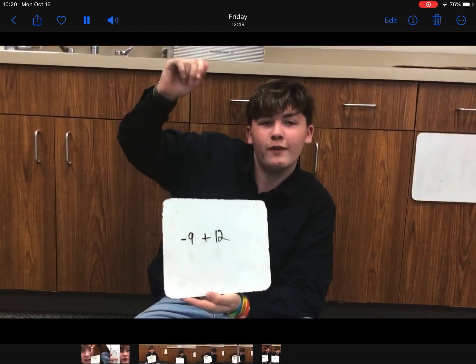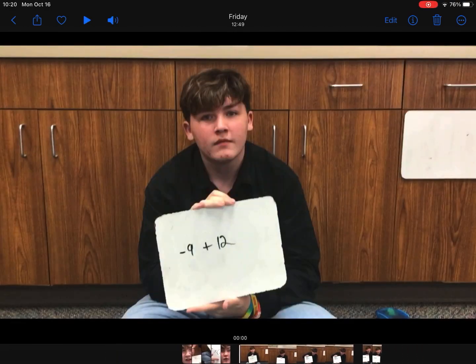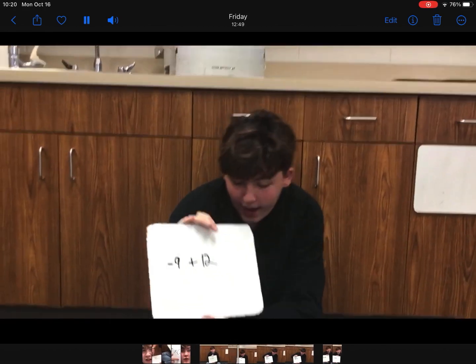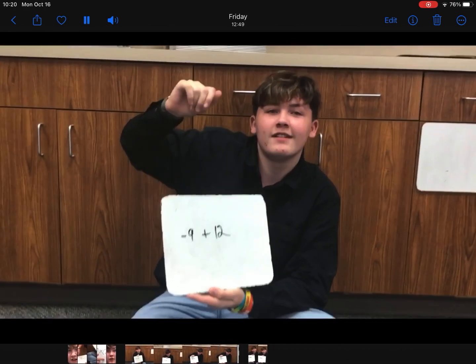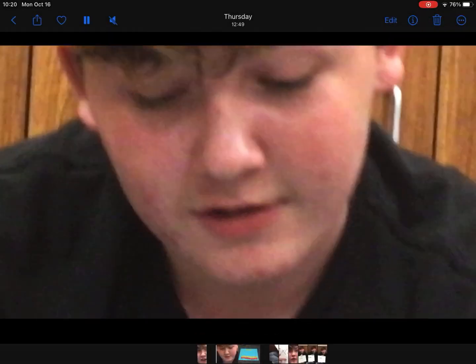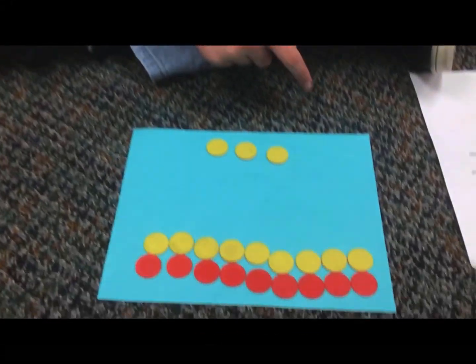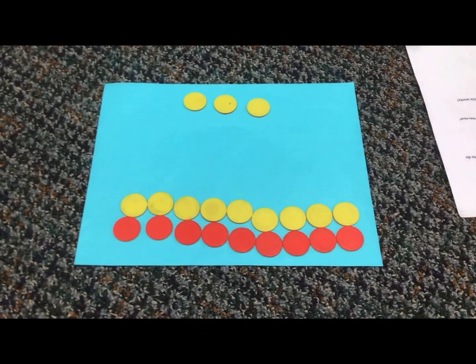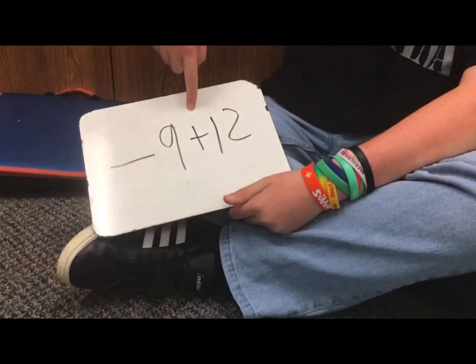Put on 12. 8 minus -9, put on 12. After that counting session, since the reds are negative numbers and the yellows are positive numbers, we have -9 plus 12. So yeah, that's what that equals up to.